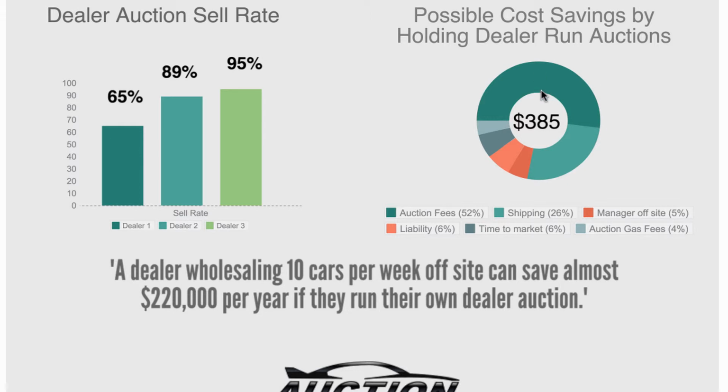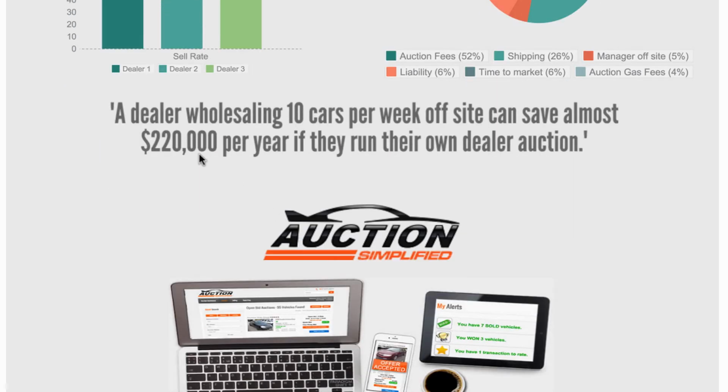Possible savings that you can see from running your own auction is $385, and some of that comes from auction fees, some comes from shipping, some comes from the cost of a manager being off-site, your liability of having people driving cars on dealer plates, the time it takes to get your car sold with waiting for auction, and now, of course, the new gassing fee that we're experiencing at some of the auctions. So, an example, a dealership wholesaling 10 cars a week at off-site auctions could save $220,000 per year if they ran their own private auction, assuming that auction was successful.